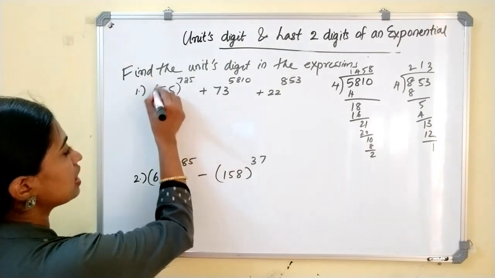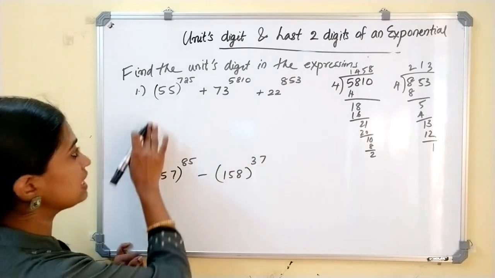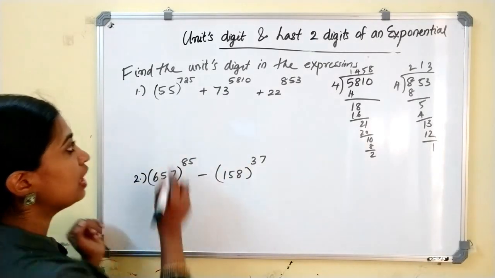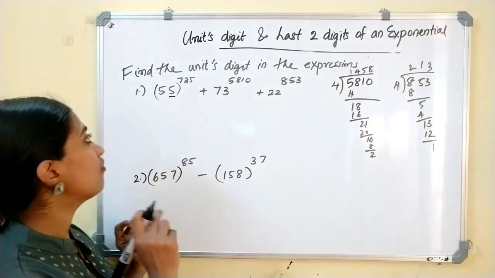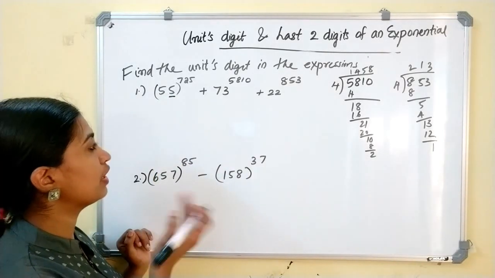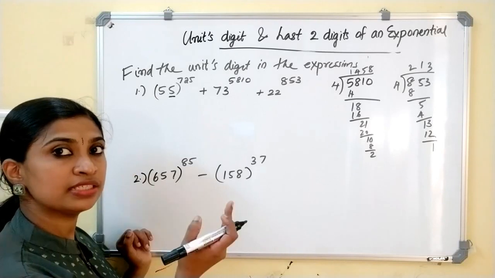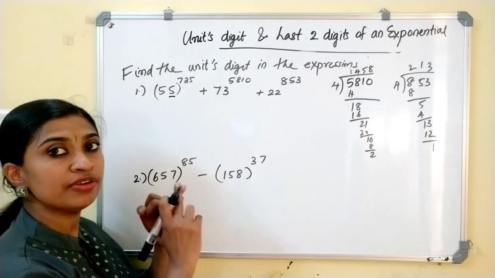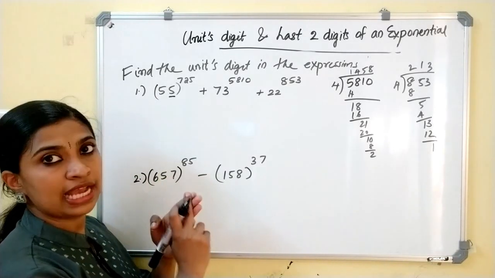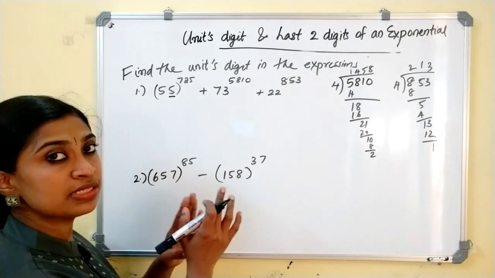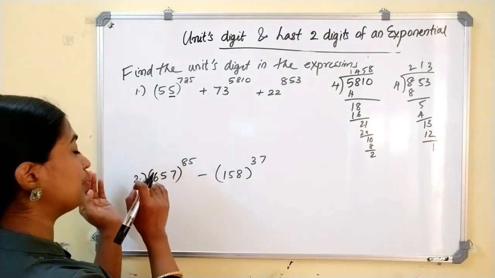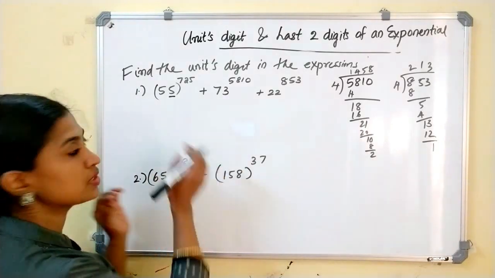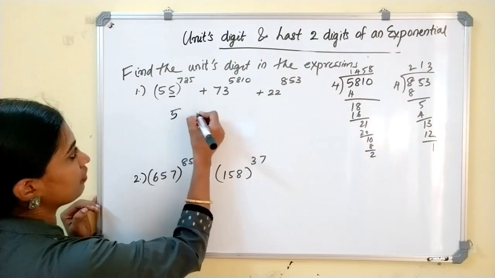So let us consider each of these terms. First term is 55 raised to 725. The ending digit of this number is 5. So we have seen that 5 raised to an exponential, the ending digit will also be 5. 0, 1, 5 and 6 have the same unit digit as the base, whatever the exponential. So the answer is 5.